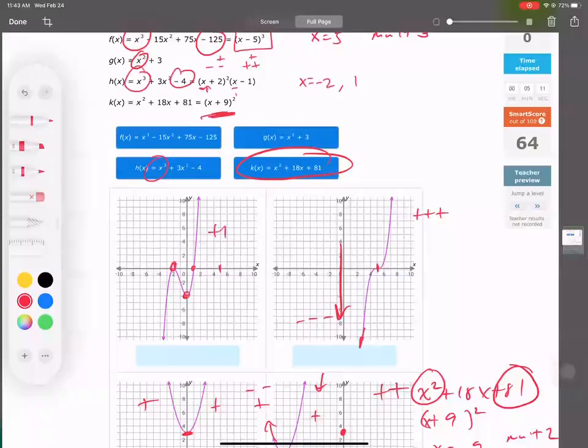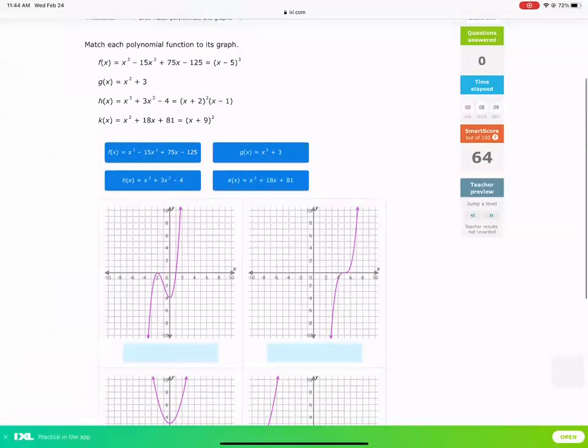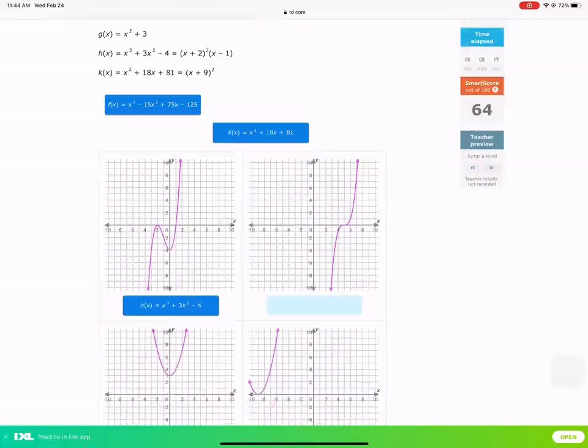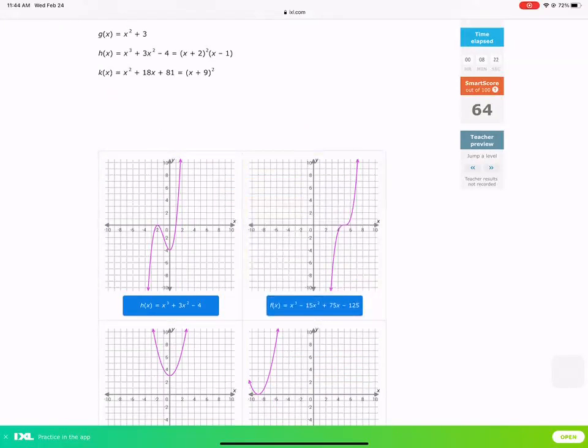X cubed is positive, positive, positive, stays positive on the right. Negative, negative, negative, stays negative on the left. Yep. We have a multiplicity of 2 on negative 2, right? Look at that multiplicity of 2. We do bounce at negative 2. All our characteristics are here. Everything that we learned in the last 3 weeks of school. So we said this guy is for this one. X cubed was this one over here. X squared was this one, and one more.